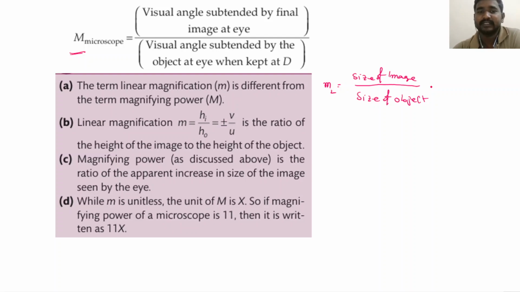So if the magnifying power of a microscope is 11, then we can write it as 11 x, where x means how many times the size of the image will be greater compared with the size of the object. Okay.